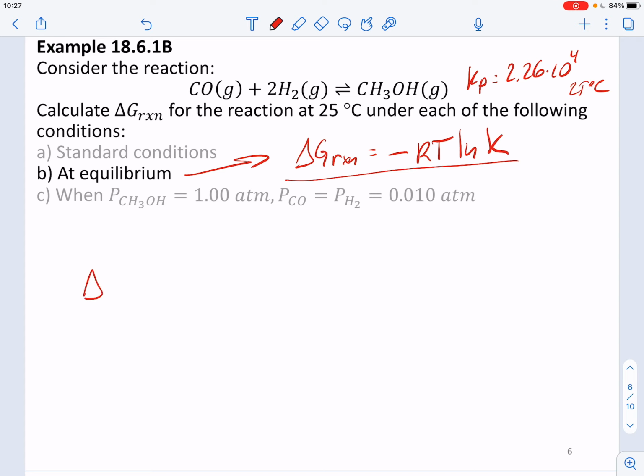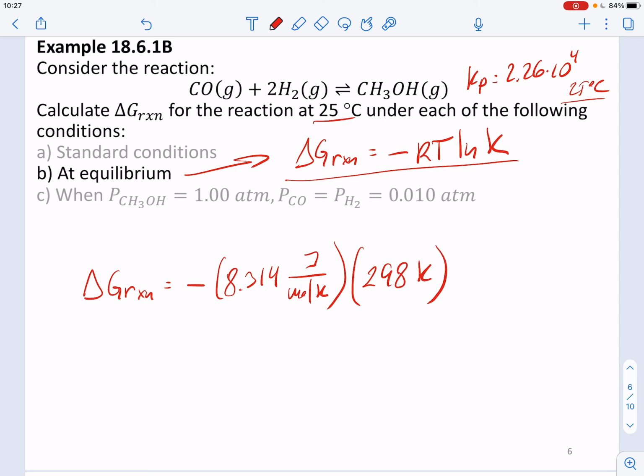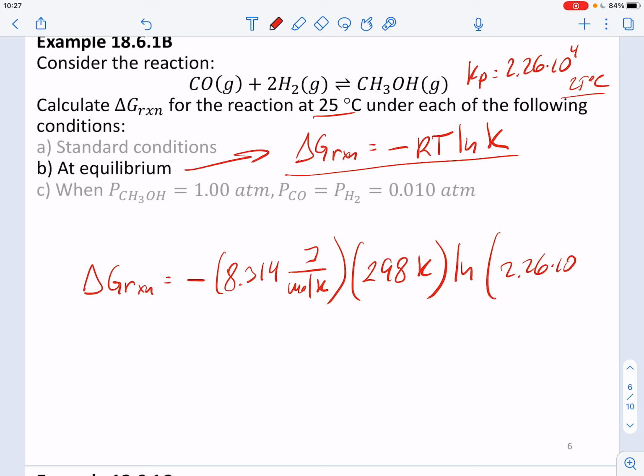So delta G of reaction is going to be minus 8.314 joules per mole Kelvin times the temperature. We are doing this at equilibrium at 25, because that's the condition that we have, and 25 Celsius is 298 Kelvin, times the logarithm of the constant, which is 226 times 10 to the power of negative 4.